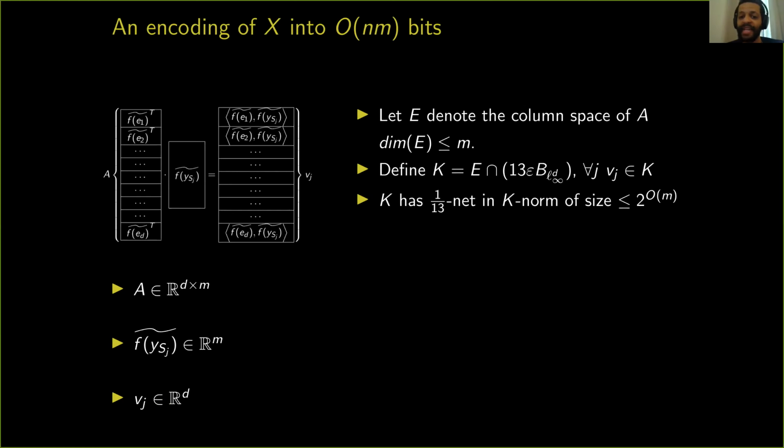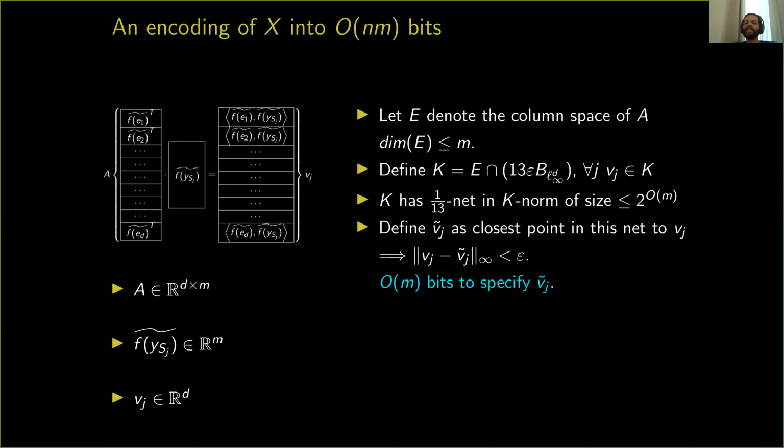They're A times something. And now this is just a fact about covering convex bodies, or nets of convex bodies. K has a 1/13th net in its own norm, right? Convex bodies define norms, namely everything in the body is the unit ball of that norm. So for symmetric convex bodies, K has a 1/13th net in its own norm of size at most exponential in its dimension. This is a standard fact in convex geometry.